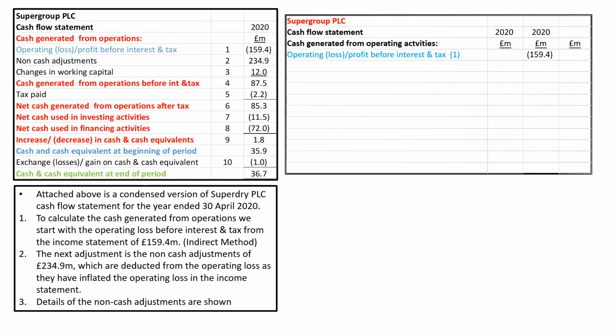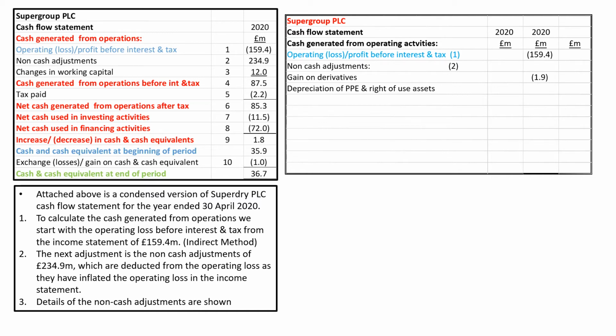Let's have a look at what those non-cash adjustments are. The first one is a gain in derivatives. The company obviously has a lot of foreign exchange contracts, and it is required that where you deal with derivatives or foreign exchange contracts, you should value it at fair value at the year end. And that gain, which is the non-cash adjustment, would have reduced the operating loss. But in working out our cash flow statement, we would add it to the operating loss.